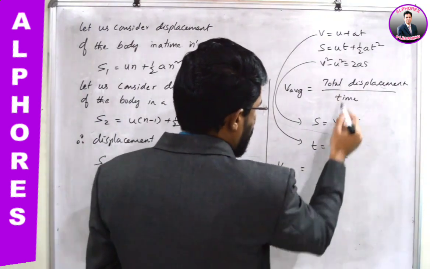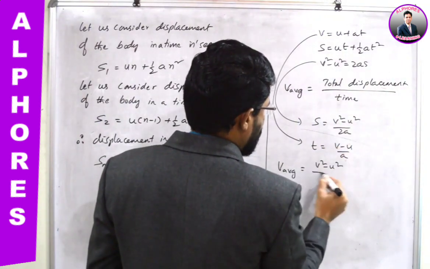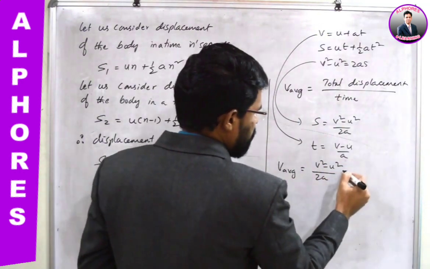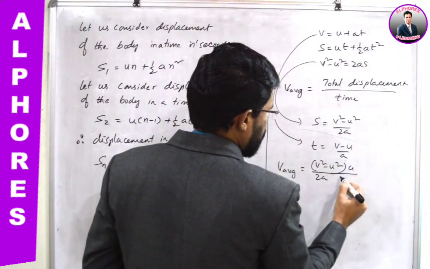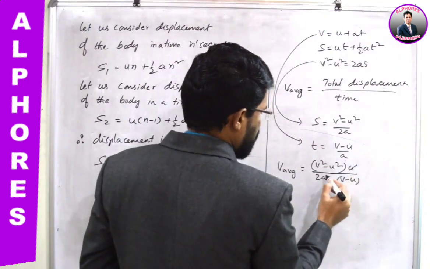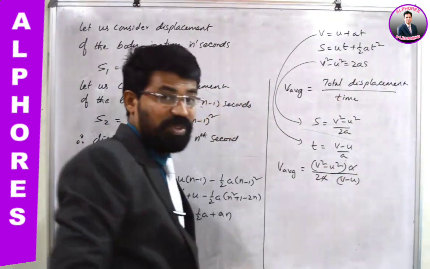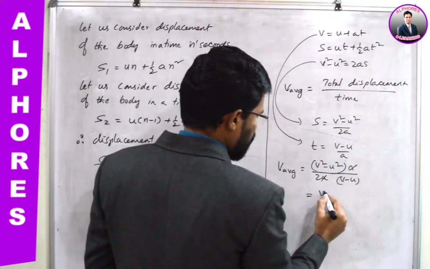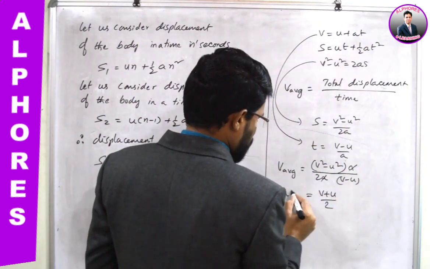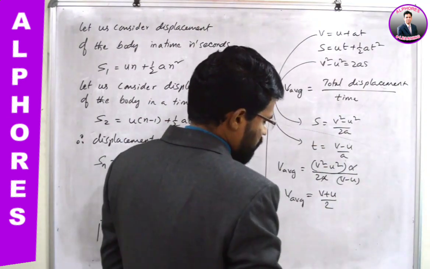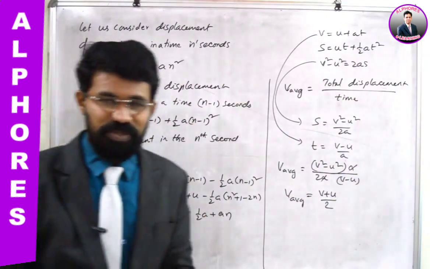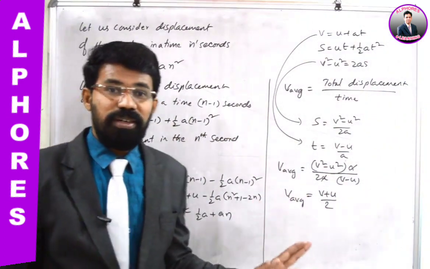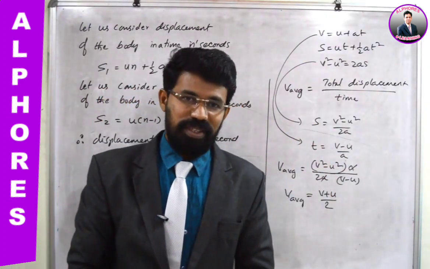V average is equal to total displacement, v square minus u square by 2a, divided by v minus u by a. So a goes to the numerator, and you will have v minus u in the denominator. A gets cancelled, and v square minus u square can be written as v minus u into v plus u. V minus u gets cancelled, and in the numerator you are left with v plus u divided by 2. So this is the expression for average velocity, and this too can be considered as one additional kinematic equation, and this is possible only when the body is undergoing uniformly accelerated motion.